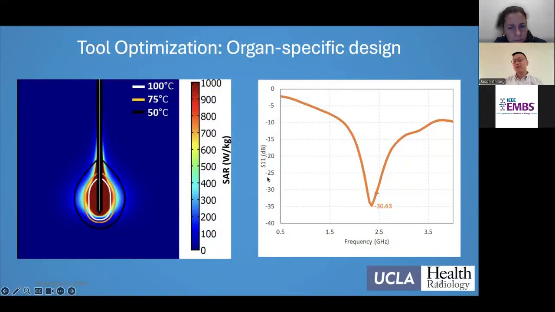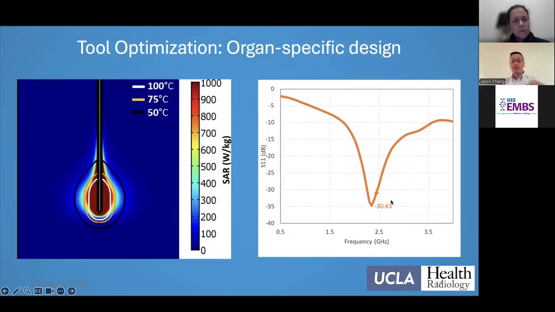This is the S11. So if you're familiar with Smith charts, this is the amount of power that's being reflected back into the antenna. And so you can see that as you get lower, that means less power being reflected back and more forward power is being delivered into the tumor. So the lower parts of this chart, this is frequency, show where it's most efficient.